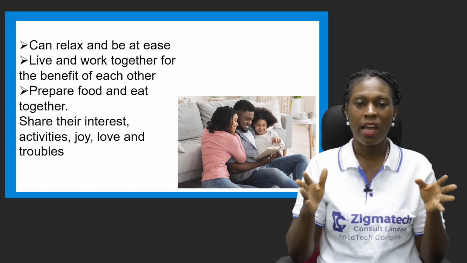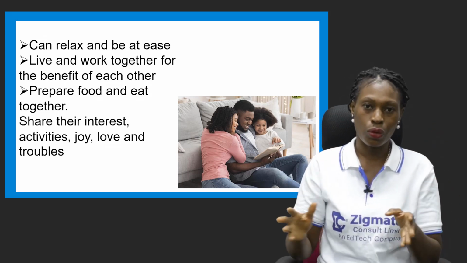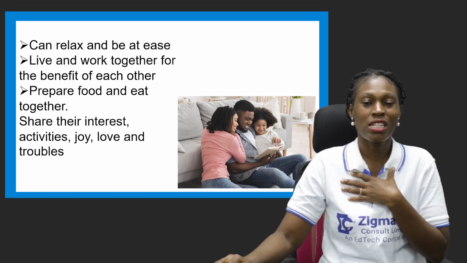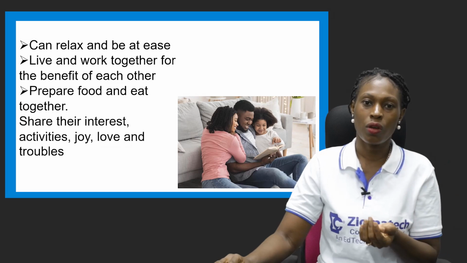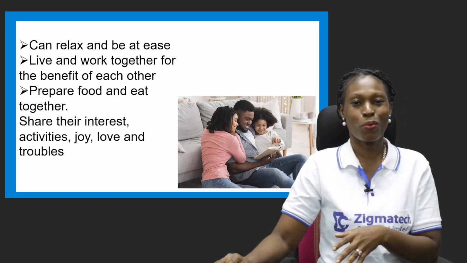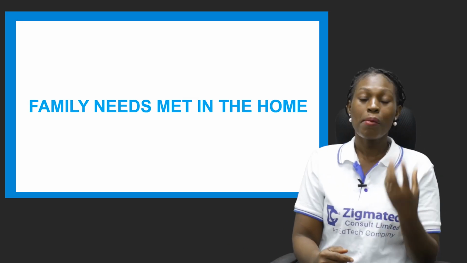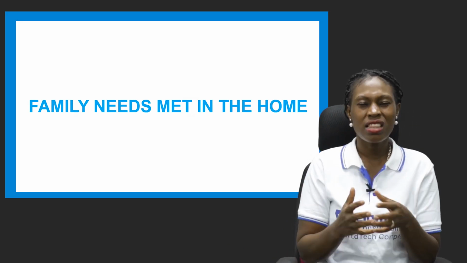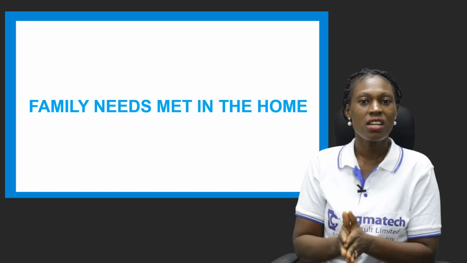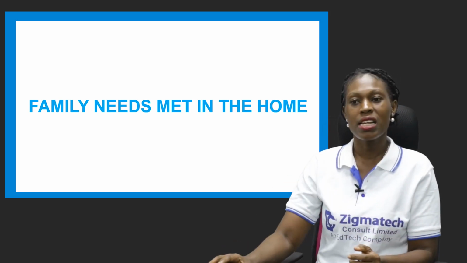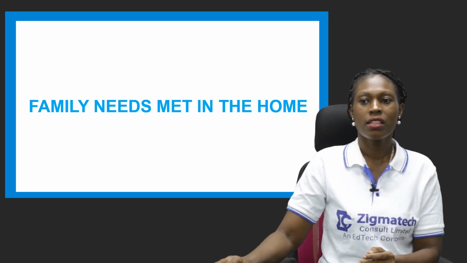Now, it's a place where you long to go to whenever you're downcast or you feel like you need to talk to someone. A home is a place where you go because you find all of these people there. Now, we're going to look at the family needs that are met in the home. What are these needs that we can actually meet in the home? So let's look at some of the family needs that are met in the home.